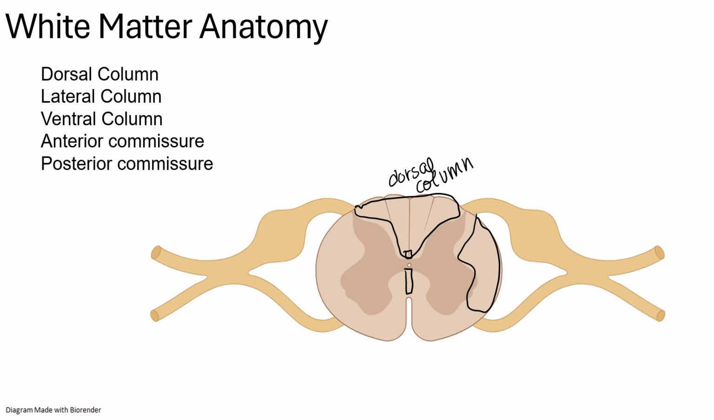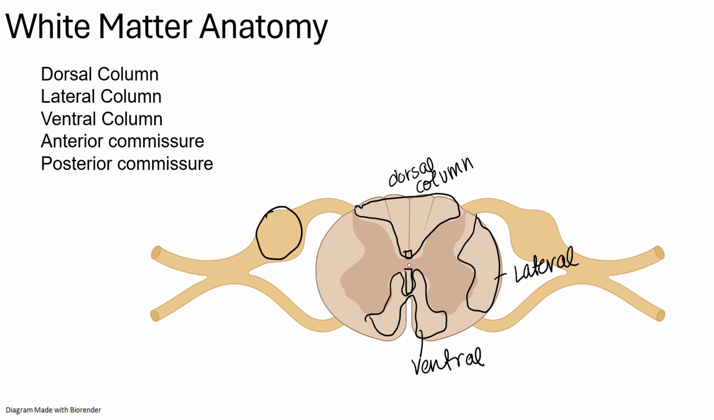And then, of course, we have a ventral column, which contains the anterior median fissure and is on the ventral side. Now, again, you might be asking me, Amy, how did you know what was ventral and what was dorsal? Because this right here, that is the dorsal root ganglion, right? I also have the anterior median fissure and the posterior median sulcus.